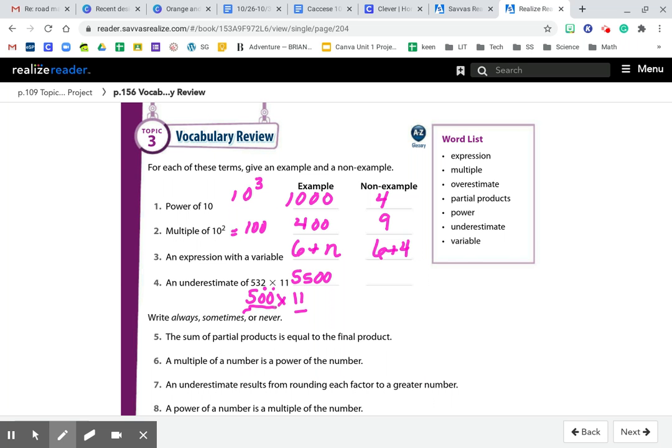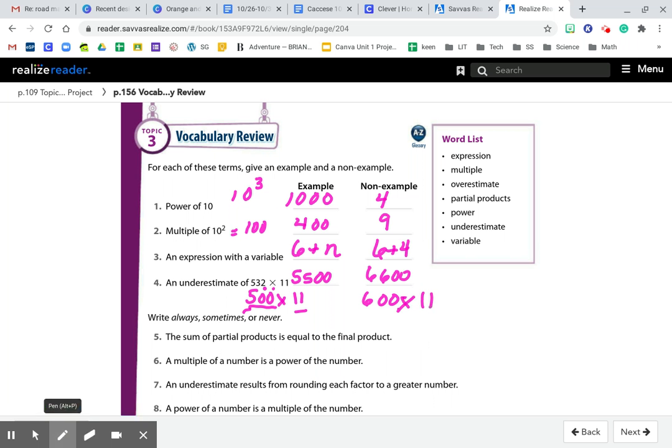A non-example could be if I overestimated. So just say I brought that up to 600 times 11 and said 6,600. That would be an overestimate. Sometimes you do want to overestimate, especially when you're dealing with money, you want to make sure you have enough money. Or if you're baking or cooking, you want to make sure you have enough of something, so you might get a little extra.